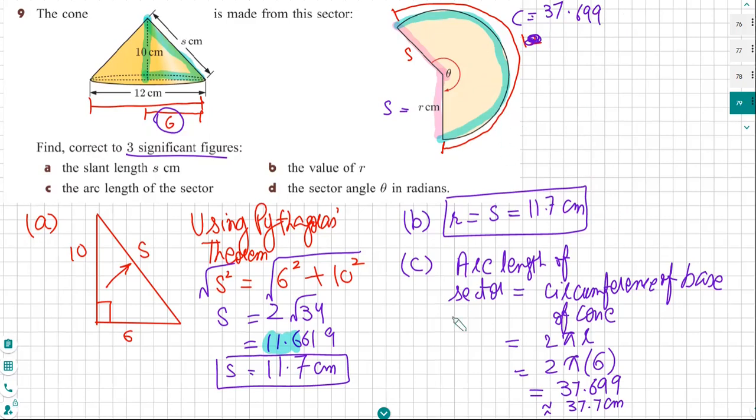Okay. So next is part D. I need the sector angle. Because I have the arc length, the formula of arc length is S is equal to r theta, with theta in radians, right? So S is given, which is the arc length, 37.699. The radius of this sector is R, and its value is 11.6619, right?